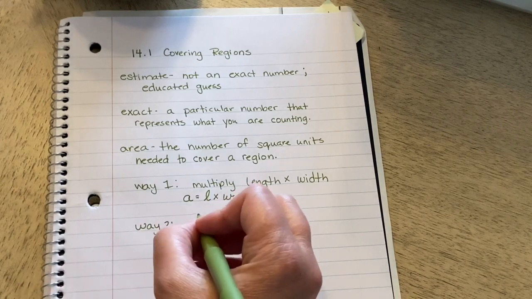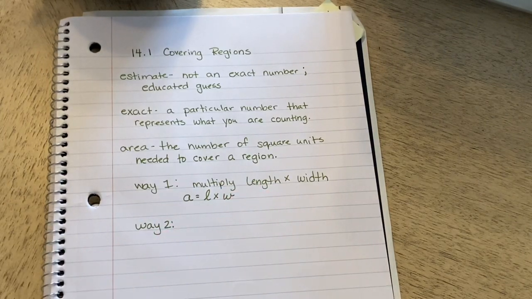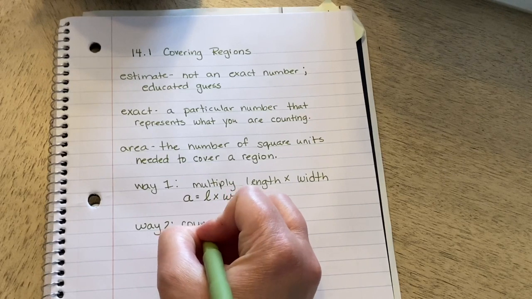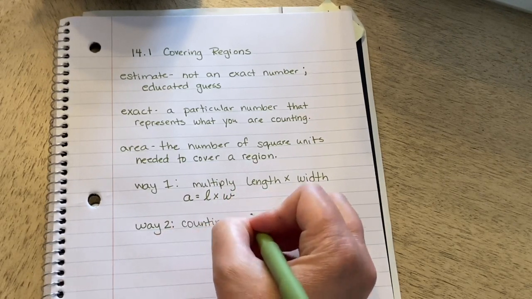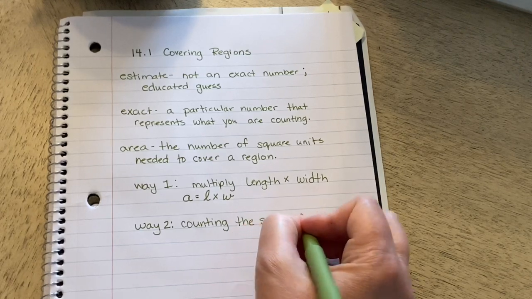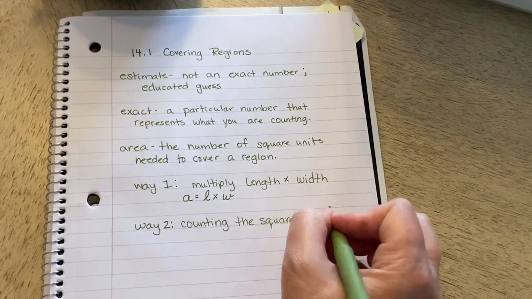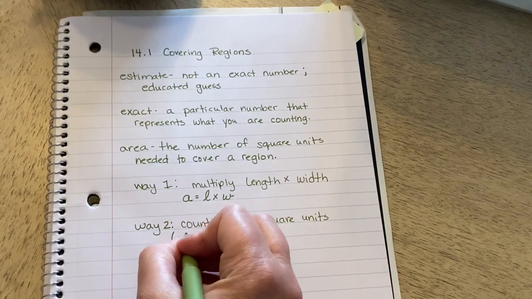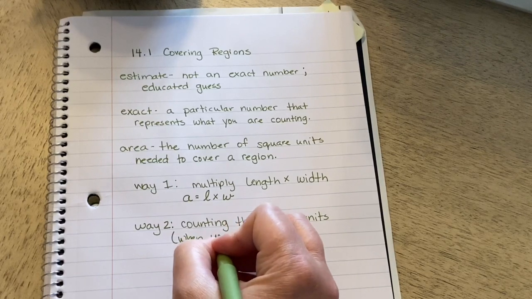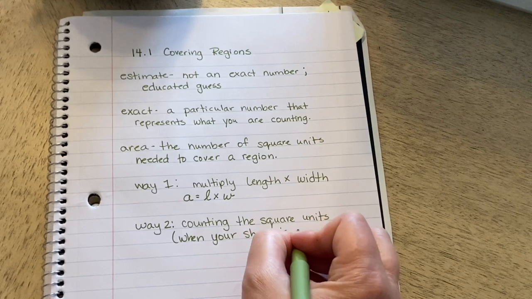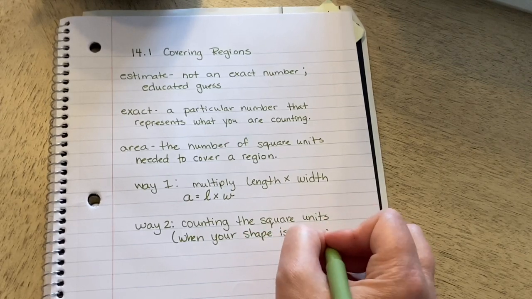All right, the second way, which is the way we're going to focus on today, is if you're using grid paper, you're going to count the squares. Counting the square units. And this is when your shape is on a grid.